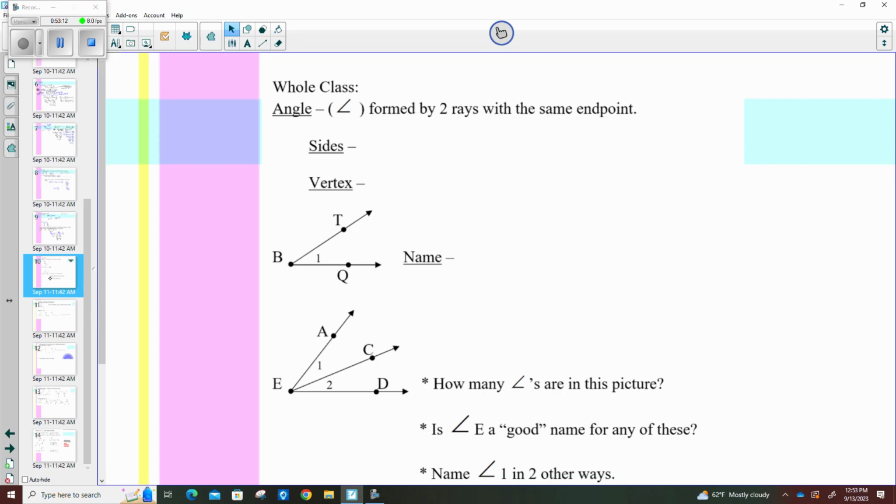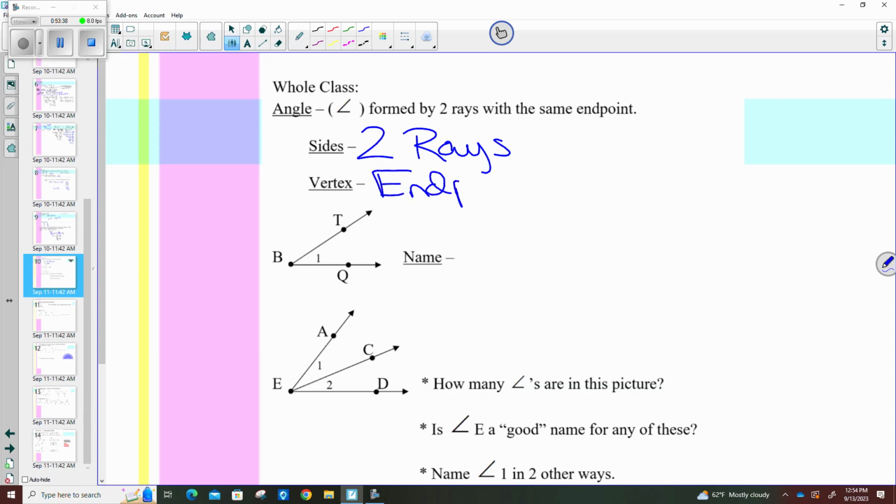All right. Going to go with things I'm pretty sure you know what they are. An angle. An angle is formed by 2 rays with the same endpoint. The sides of the angle are the rays. I'm going to put 2 in front of it just to make sure that we're clear. The vertex is the endpoint. That common endpoint.